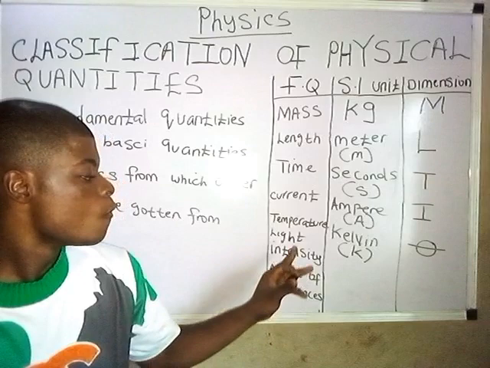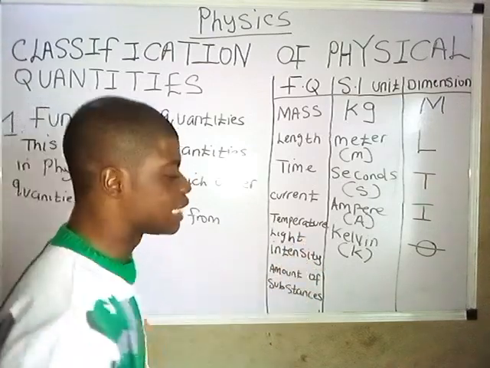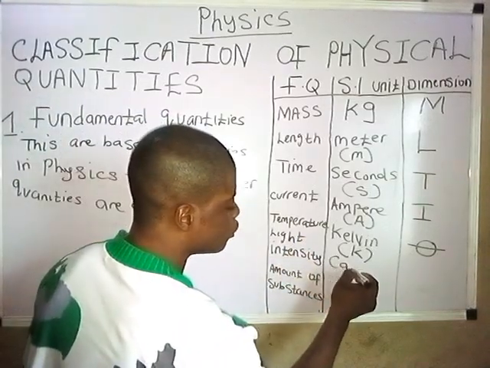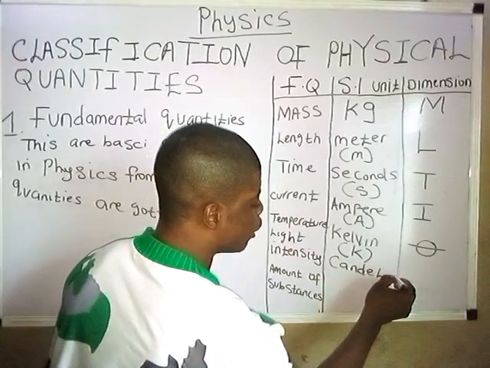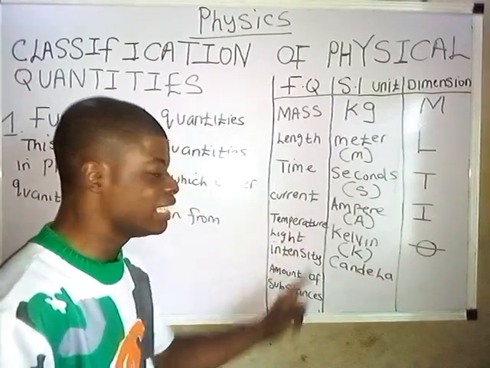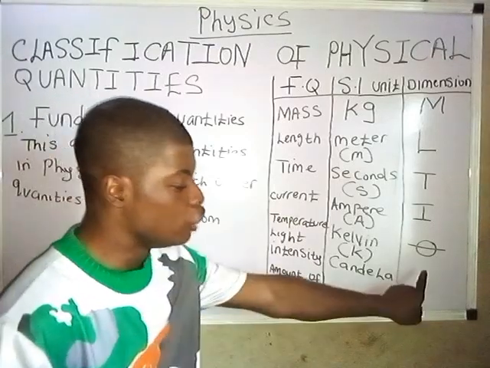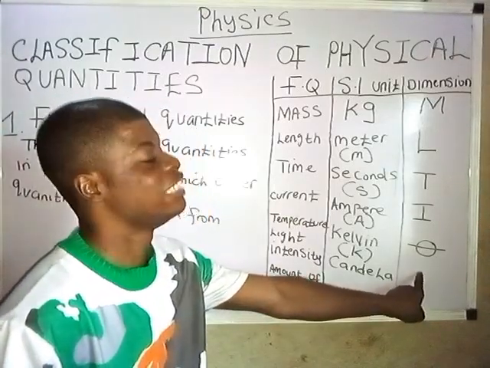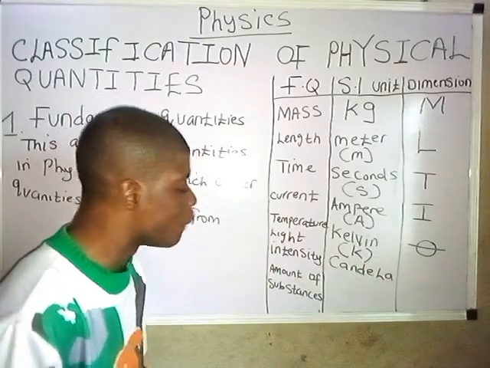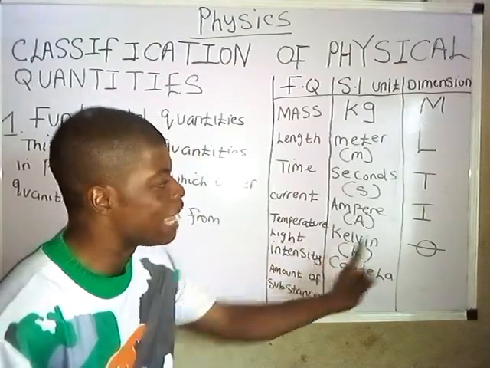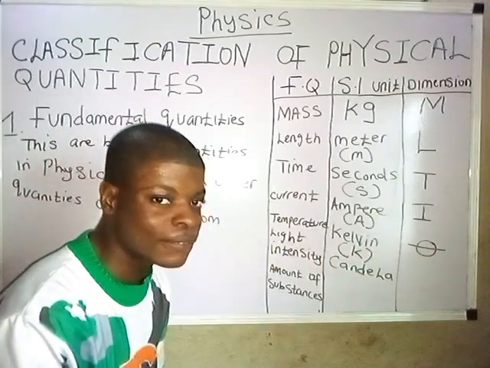Then for light intensity, the SI unit is candela. And light intensity doesn't have a dimension. That means that when you are given a question to look for the light intensity dimension, it is dimensionless.